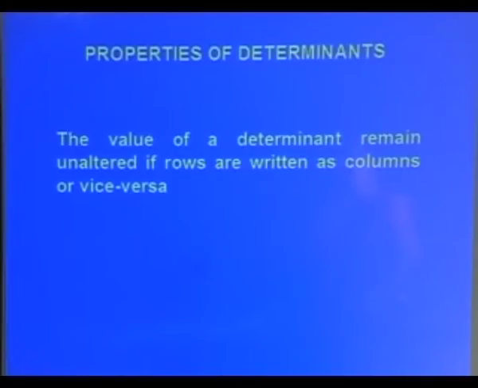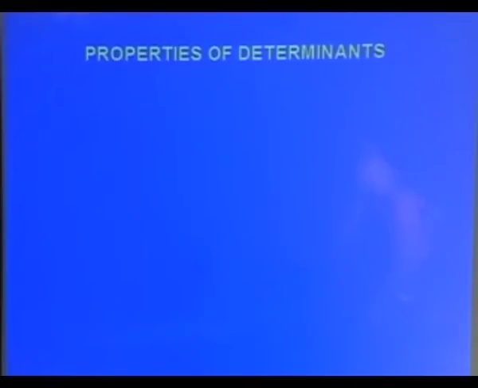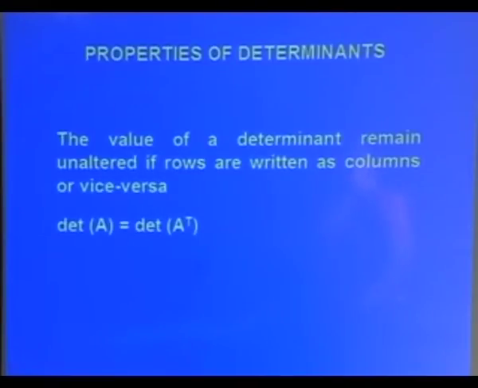Now, the value of a determinant remains unaltered if rows are written as columns or vice versa, because all the properties which we have discussed so far are applicable to rows as well as to columns. And with this we have another property, that determinant A is equal to determinant of A transpose, because the transpose of A is obtained from the matrix A by writing rows as columns. So, that is why determinant A is equal to determinant of A transpose.